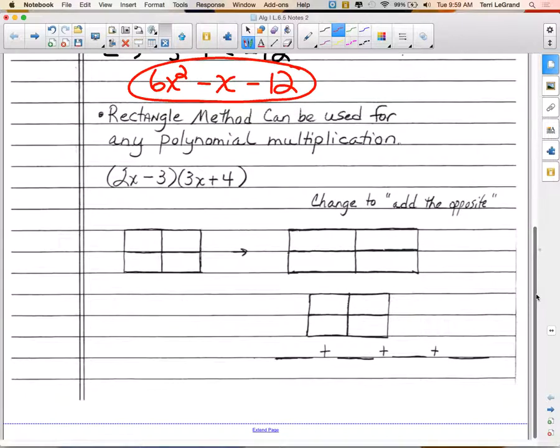So I'm going to go with a rectangle method as one way to help you maybe be successful with these. First thing we're going to do is change this subtraction to add the opposite, just like I did up above when I was FOILing also. And we're going to have a rectangle model this multiplication. One side of the rectangle is going to be the length, and the other is going to be the width. So this becomes the length of it. The 3x plus 4 becomes the width of it.